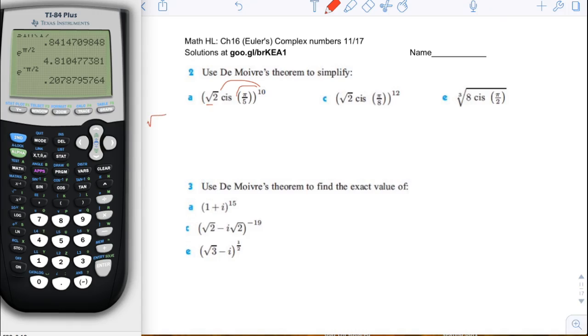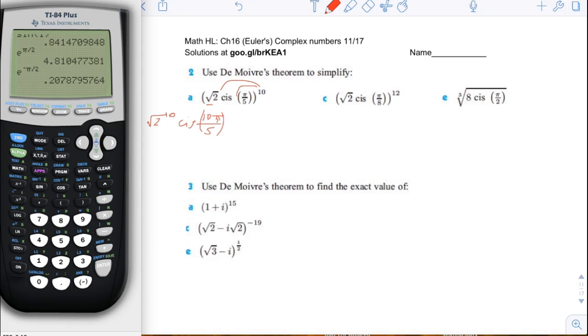So this is quite easy, although sometimes it's a little not intuitive. I think that's why I like Euler's form, because with Euler's form, it is intuitive. Okay, so I'm going to rewrite this.